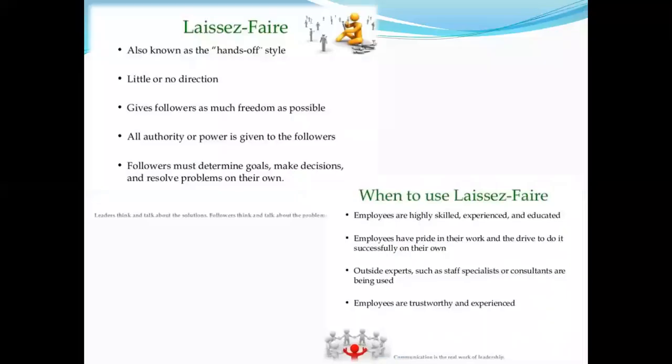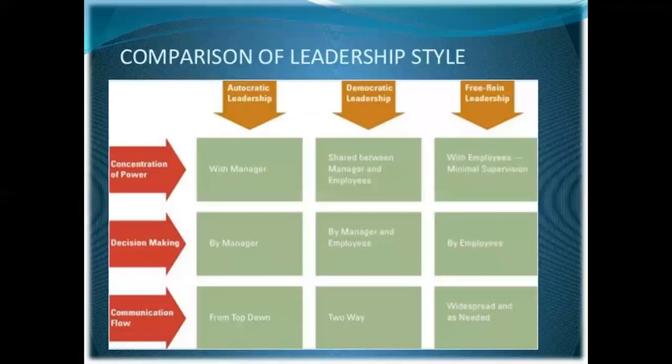It is used when the employees are highly skilled, experienced, and educated, and the employees have pride in their work and strive to do successfully on their own. Outside experts such as specialized staff or consultants are being used. Employees are trustworthy and experienced. So let's compare the three types of leadership style: autocratic, democratic, and free reign. In the case of autocratic, the concentration of power is within the manager itself.